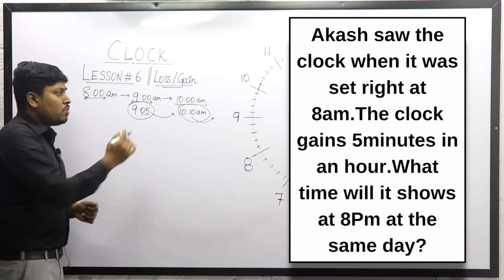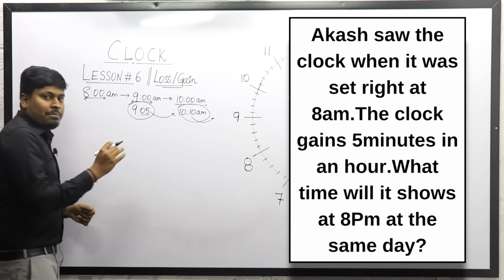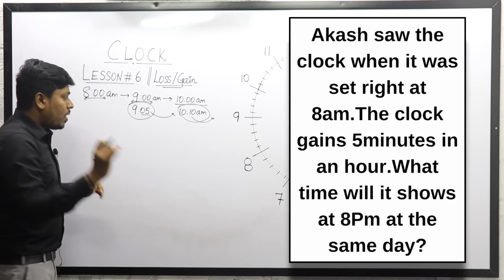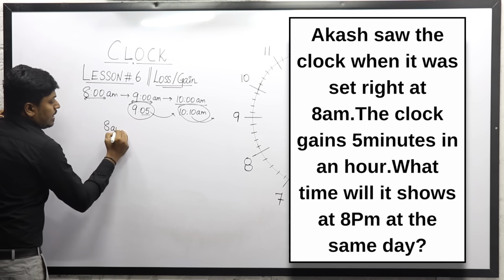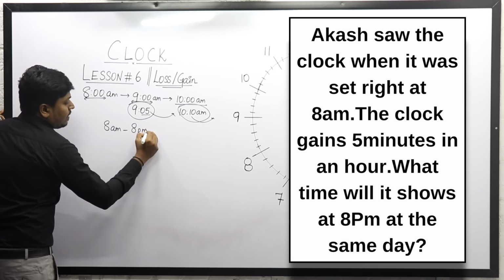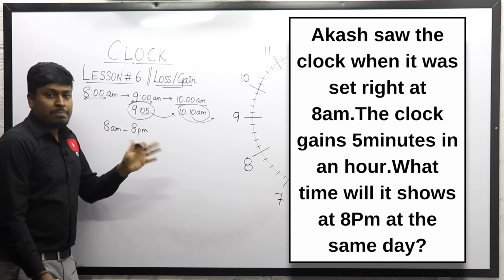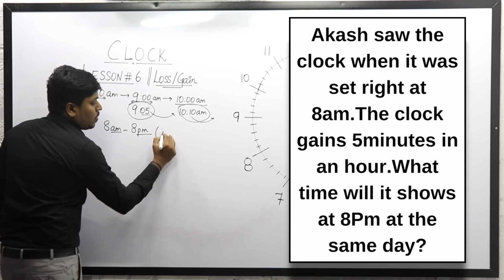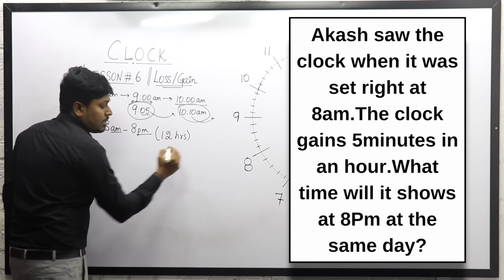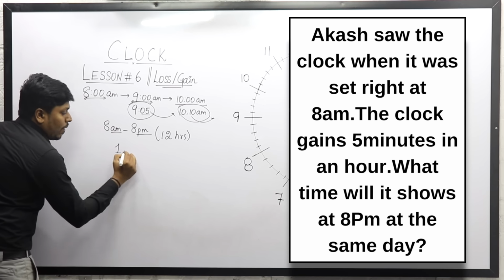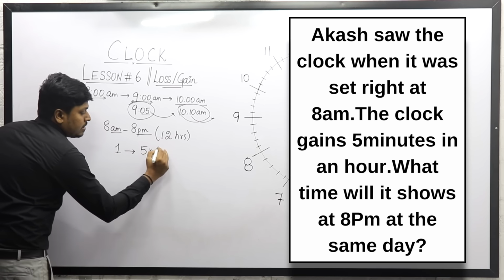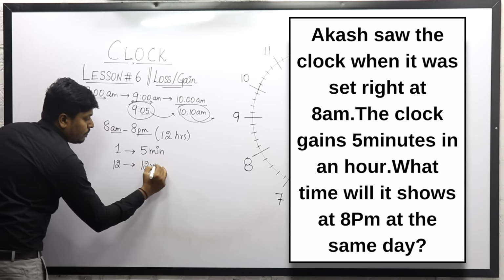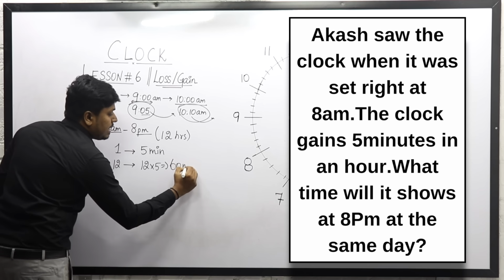You don't need to write all these steps, because it is not required. You know the clock gains 5 minutes in every hour. So between 8 a.m. and 8 p.m., because our target is to find what time it will show at 8 p.m. on the same day, what is the difference? The total difference is 12 hours. Just listen here, for 1 hour the clock gains 5 minutes. So for 12 hours, how much will it gain? 12 into 5 is 60 minutes gained.